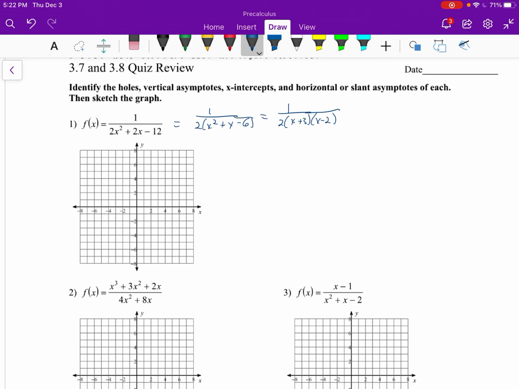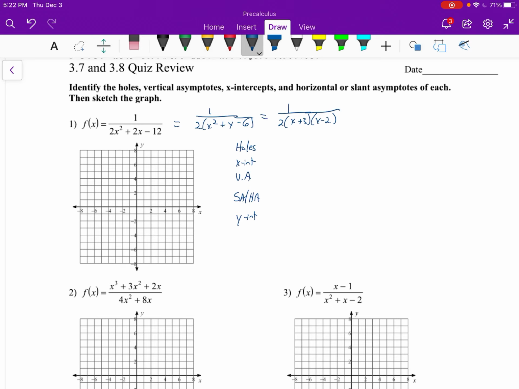So we always start off by factoring the numerator and denominator. And then we go through kind of our list of things. We have holes, x-intercepts, which are our zeros, vertical asymptotes. We either have a slant or a horizontal asymptote. And then we often find the y-intercept or other helpful points.